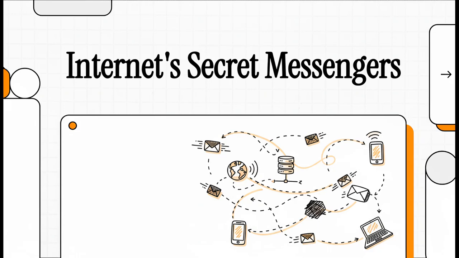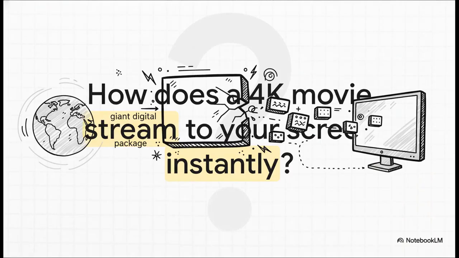All right, let's dive into something you use every single second you're online, but probably never even think about: the humble data packet. These are the secret messengers, the unsung heroes that make pretty much everything on the internet possible. I mean, really think about it for a second. How on earth does a massive file, we're talking gigabytes of data, get from some server halfway around the world to your screen, like instantly and perfectly?